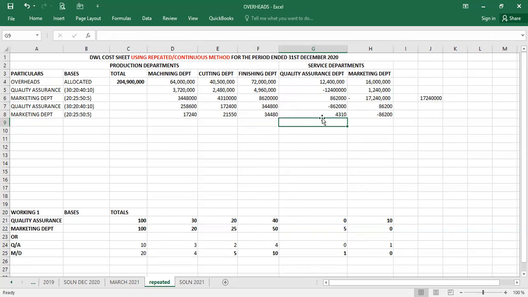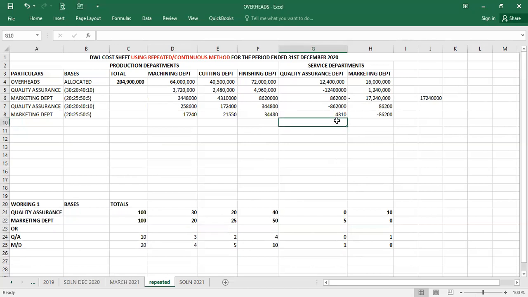So now we are distributing the quality assurance department, and we are distributing this. What we are distributing, we put it in the bracket, sorry. We put it in the bracket, it is 4310. It is the one we are distributing, and we are distributing now the quality assurance, in the same way, in the same proportion.